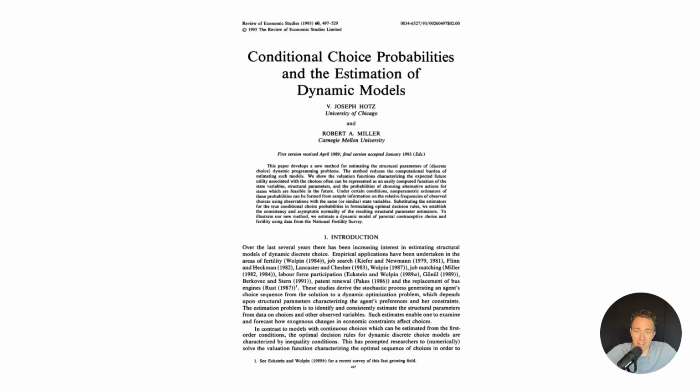Joe Hotz was one of my dissertation advisors, and Bob Miller was a frequent co-author of both Joe and another one of my advisors, Peter Arcidiacono. And this paper is introducing this CCP estimation approach, but then also applying it to fertility decisions, and in particular, whether a couple wants to stop having kids completely.